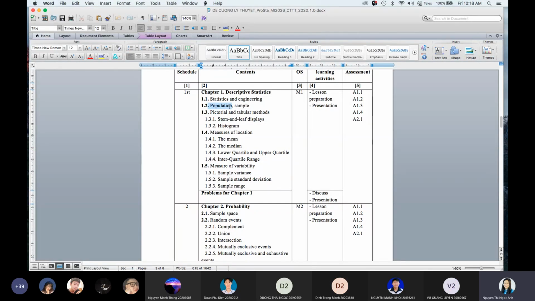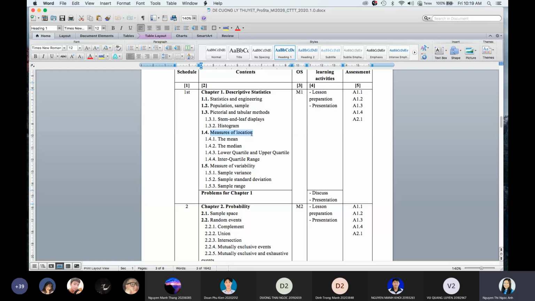Last lesson, we understood what statistical engineering is, and we understood the population and sample. From the population to the sample, we must have the probability relation, and from the sample we have statistical inference. And I showed you what the mean is. Mean and median are the methods of location.